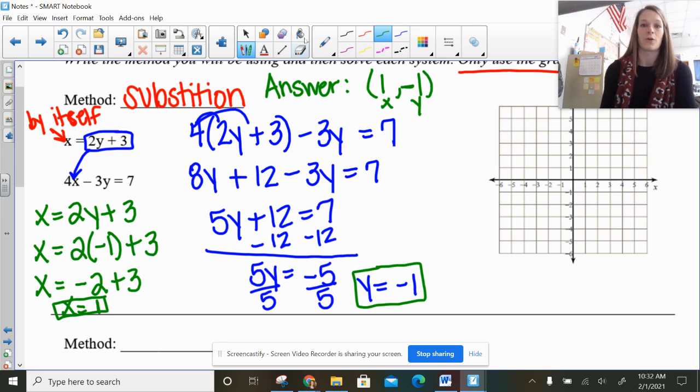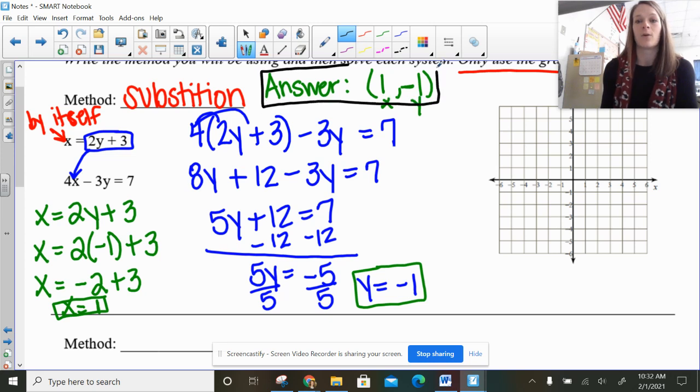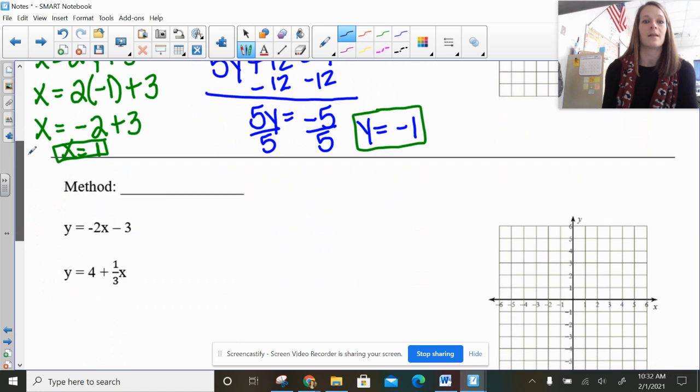Okay, so your answer here would be 1, negative 1. Okay, so substitution is all about plugging stuff in. All right, let's look at the next one.